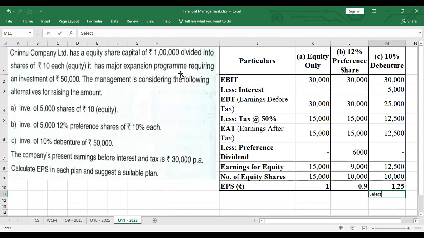You can write one statement: therefore, the company has to select plan 3 as EPS is more compared to the other plans. If you write that, then you will definitely get all 12 marks. I hope you have understood this particular session. Thank you.